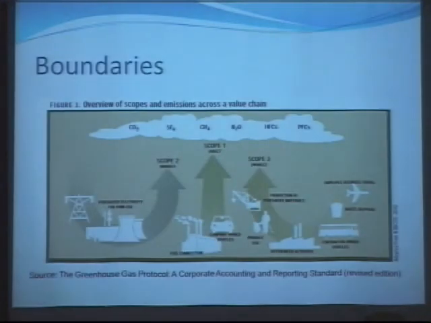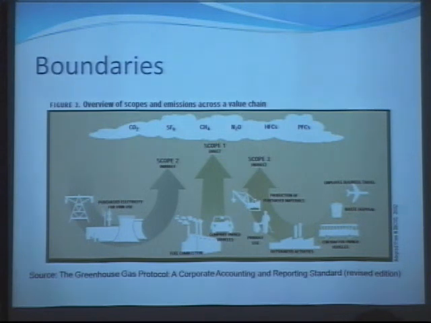I pulled this diagram from the Greenhouse Gas Protocol book, A Corporate Accounting and Reporting Standard, the revised edition. It just shows graphically that Scope 1 is direct emissions, Scope 2 is your utilities or your electricity, and Scope 3, again, is everything else. Does anybody have any questions about setting up the scope or the boundaries?